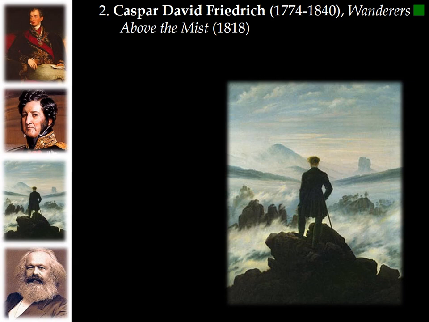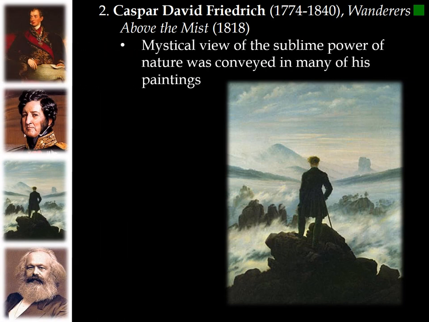Caspar David Friedrich is another famous artist from the Romantic period, 1774 to 1840. Wanderer Above the Mist is one of his most famous from 1818. In it, we see the mystical view of the sublime power of nature conveyed in his use of shading and his use of color, showing humanity versus nature.